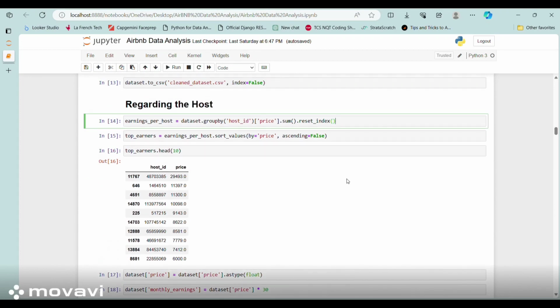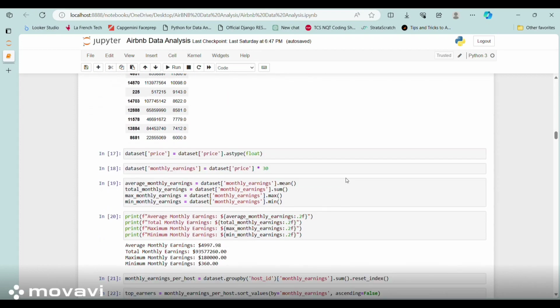So, by grouping the dataset based on host ID and summing the price for each host, we obtain a clear picture of total earnings for each host. This information helps us recognize the most successful hosts. Identifying top earners is not only interesting but can also provide insights into what makes these hosts stand out. It's one of the ways we are exploring the dynamics of the ecosystem of Airbnb.